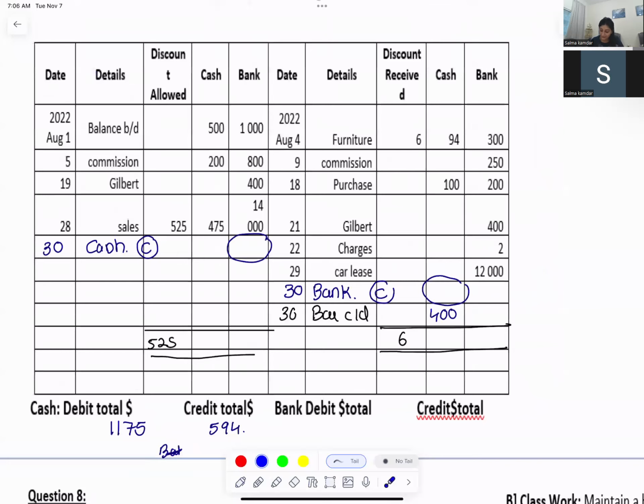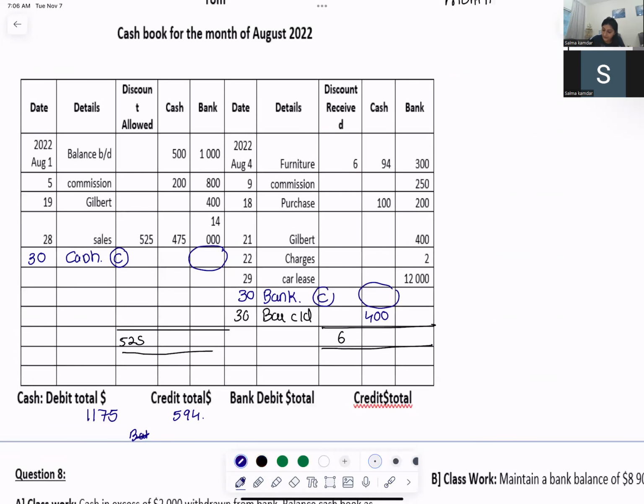Now I need to find out the amount that will be put into the bank. What is the amount that is going to be put into the bank? It would be 1175 minus 594. So 581 will be put into the bank.